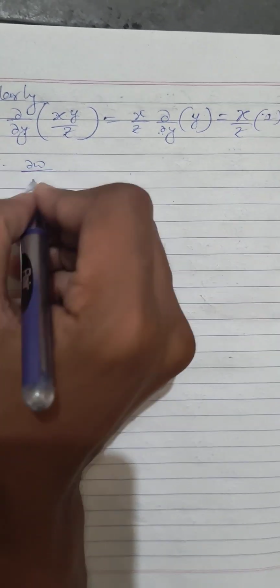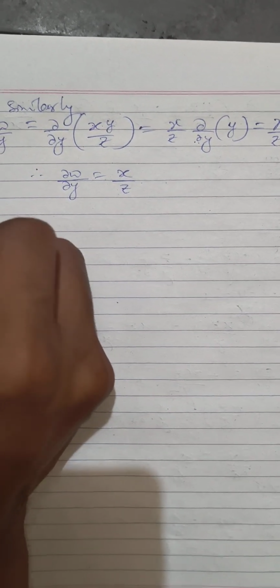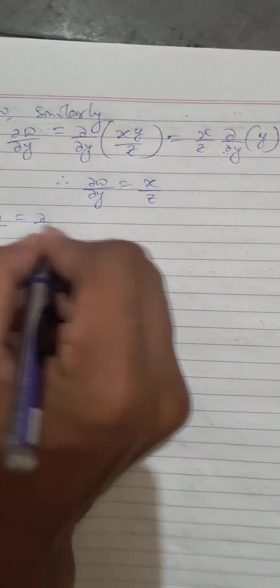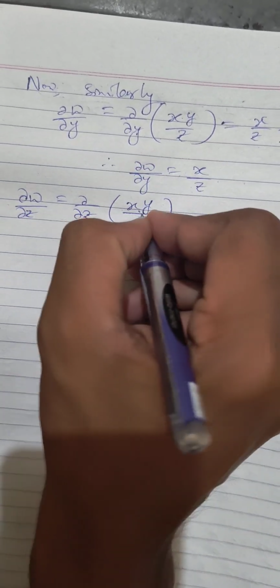So therefore del w by del y is equal to x divided by z. Is it clear, students? The next and last entry is del w by del z. That is del by del z of w, where the value of w is xy divided by z.